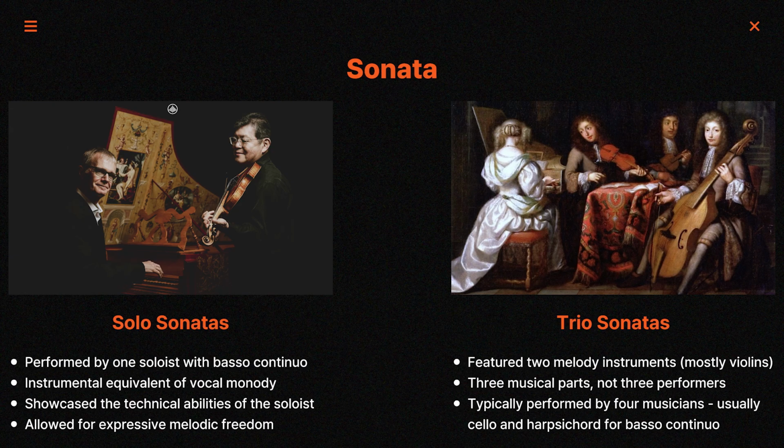In performance, the cello usually played the bass line, and the harpsichord or organ filled in the harmony. Like this, the basso continuo needed two players. A trio sonata was often performed by four musicians. A solo sonata was played by one skilled virtuoso soloist with the basso continuo, and it can be thought of as an instrumental version of vocal monody.